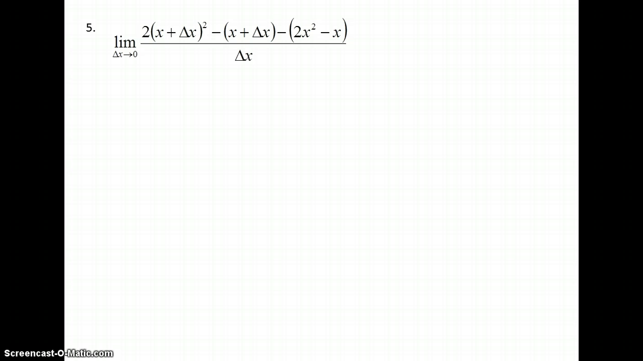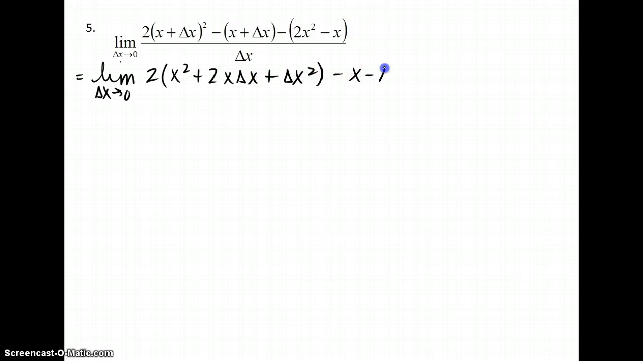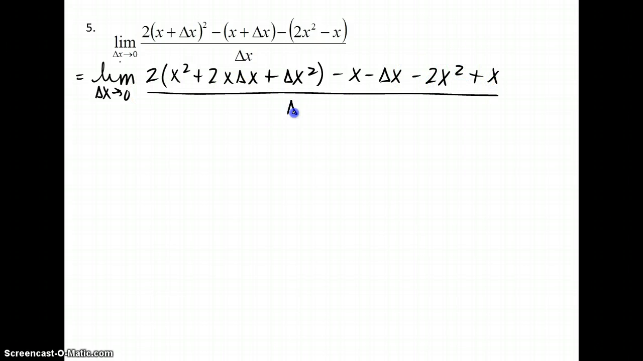Alright, number 5, this should look familiar, the definition of derivative. So first thing we're going to do, expand the binomial, and then distribute the negatives to both factors. Okay, then we're going to distribute the 2 to the first factor.